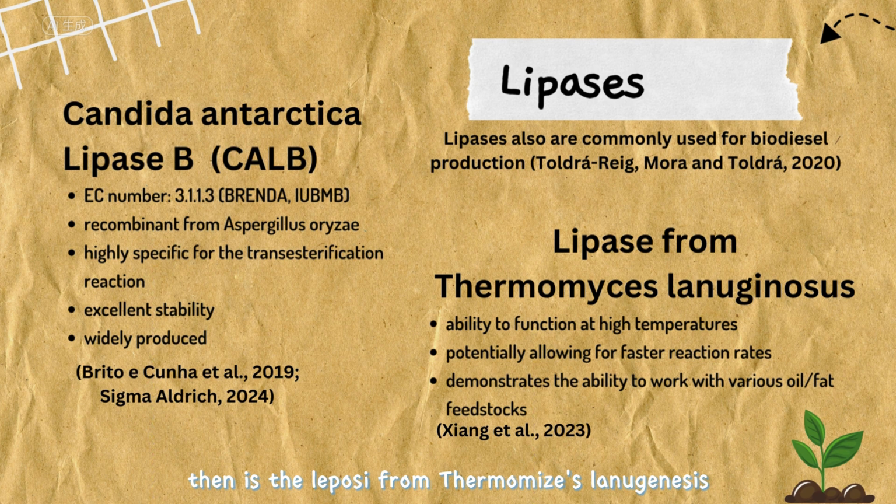Then there is the lipase from Thermomyces lanuginosus. This lipase is known for its ability to function at high temperatures, potentially allowing for faster reaction rates and improved process robustness. It also shows good stability in the presence of alcohols. Used in biodiesel production, it demonstrates the ability to work with various oil or fat feedstocks, broadening its utility.